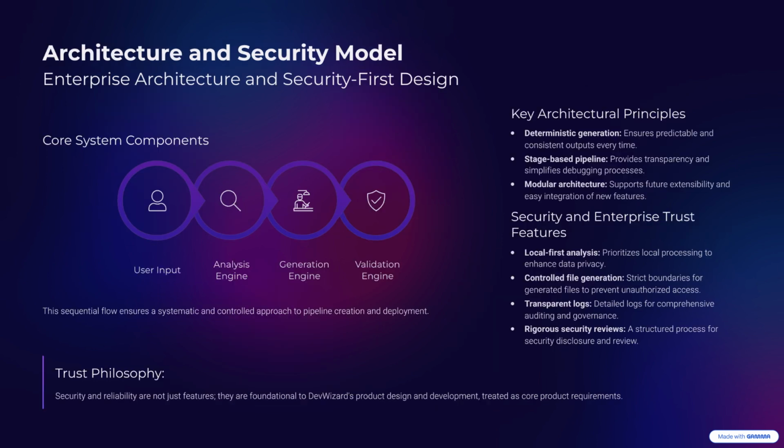DevWizard is built using a modular and enterprise-grade architecture. The system begins by accepting user input through either the CLI or GUI. The analysis engine then scans the project structure to understand the technology stack. Next, the generation engine creates the appropriate DevOps pipeline and infrastructure configuration. The validation engine verifies correctness, and the simulation engine ensures the pipeline can execute successfully. Finally, the export engine outputs production-ready configuration files.